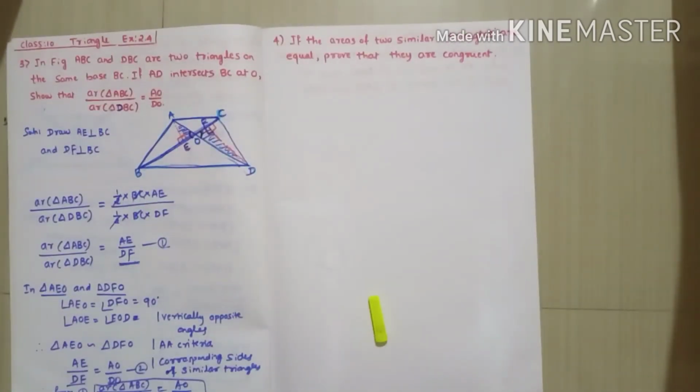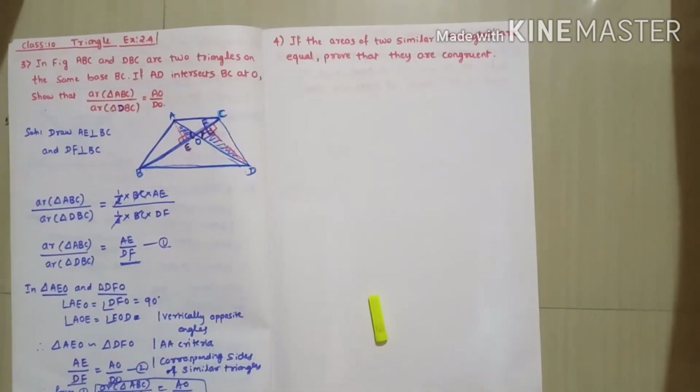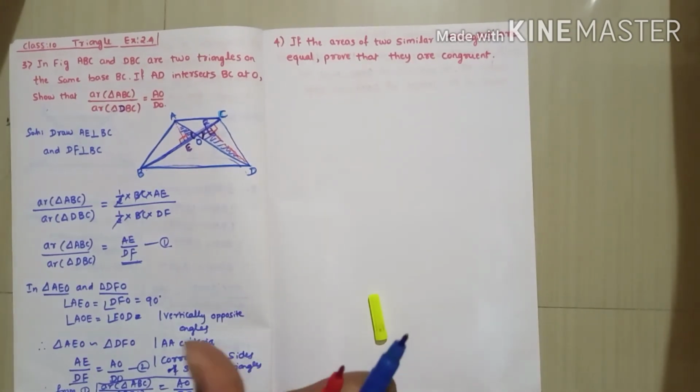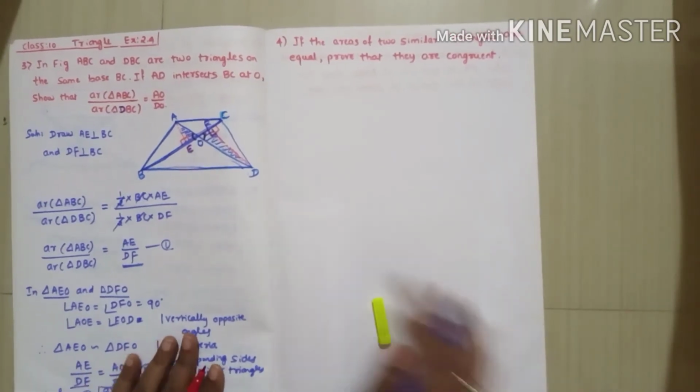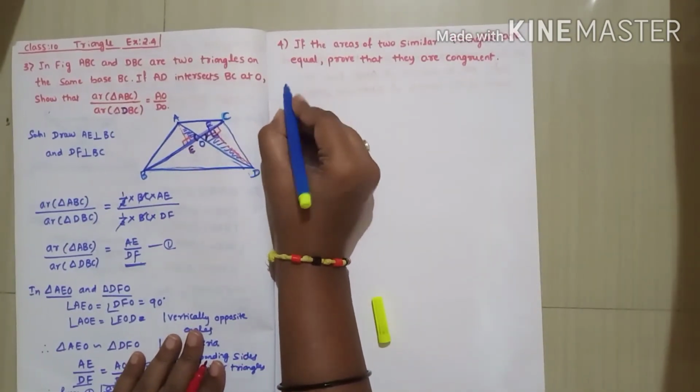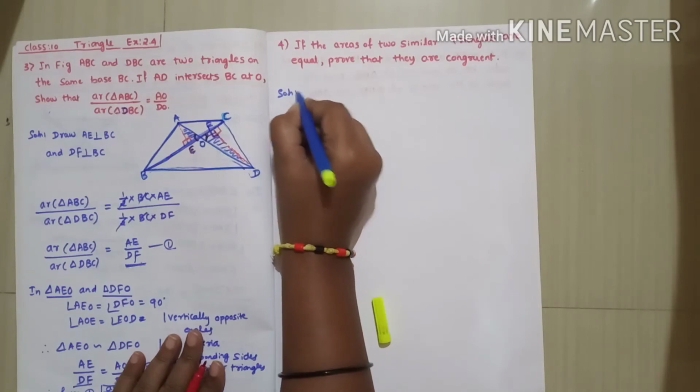Before going to prove this, you should be knowing what is congruent. Congruent means both the triangles will be in the same shape and the same size. All the three angles of one triangle must be equal to all the three angles of the other triangle, and all the three sides of one triangle must be equal to all the three sides of the other triangle. So first here they did not give any triangle name. We will only assume two triangles as two similar triangles here and solve it.